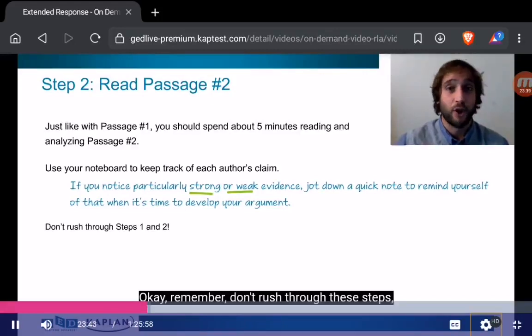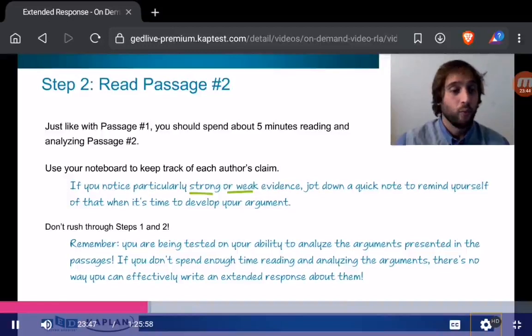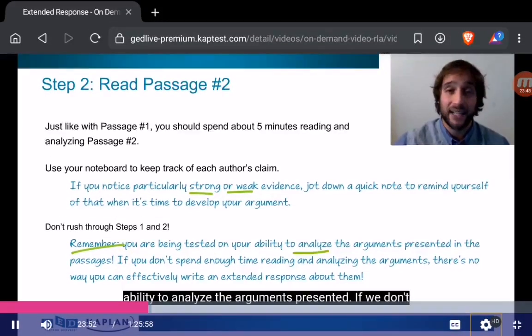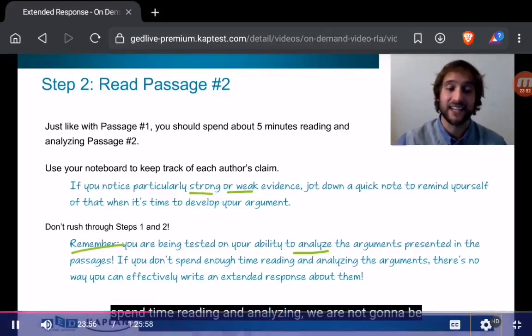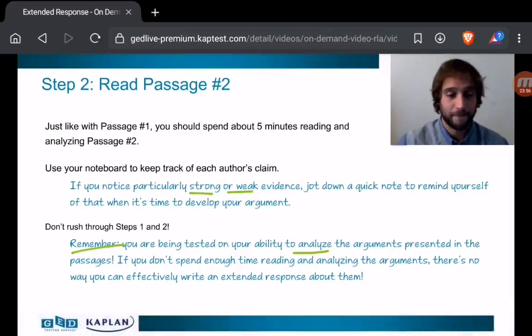Okay, remember, don't rush through these steps. They are very, very important. Let's hit this reminder here. We're tested on our ability to analyze the arguments presented. If we don't spend time reading and analyzing, we are not going to be able to form a really powerful, cogent essay. Okay.